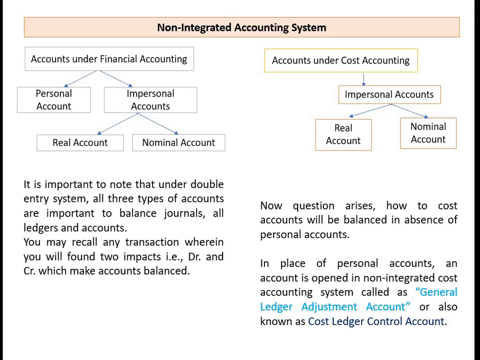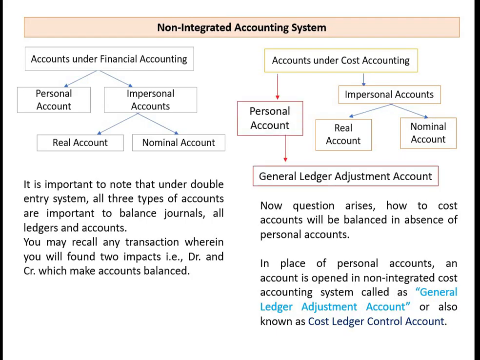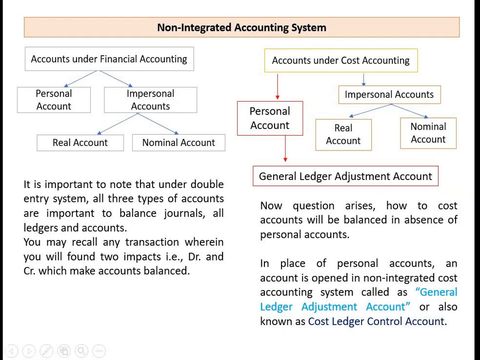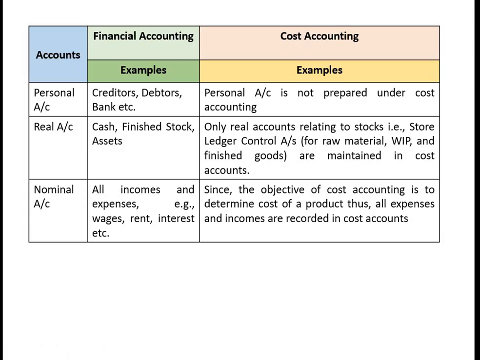Now, this account takes care of all the entries having the nature of a personal account, and whether you want to debit or credit one's personal account, it will be recorded in the general ledger adjustment account. So, to make our cost accounts self-balancing, the personal account is replaced by the general ledger adjustment account. Now, you can see a few examples of these three accounts in financial accounting and cost accounting. Personal accounts: debtors, creditors or bank are the important examples.